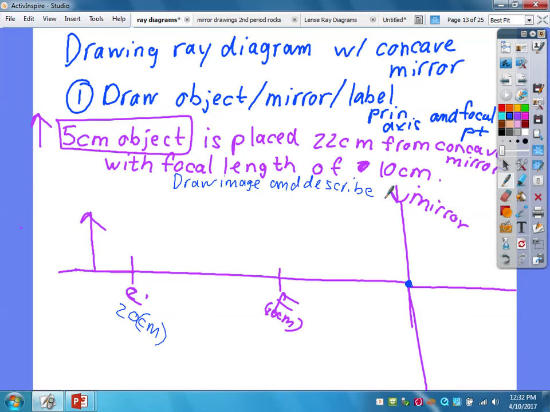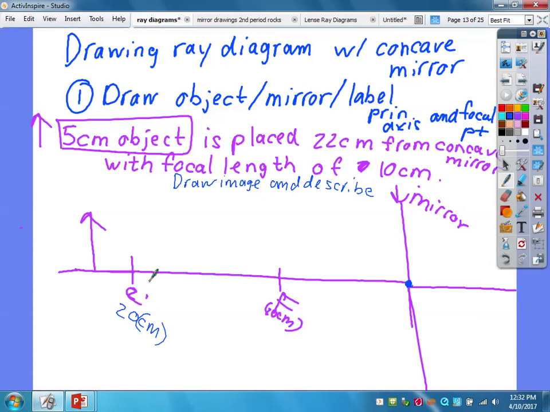You draw where your object is. You draw your mirror. You label your principal axis and your focal point. So you draw out your x and y axis. You measure a certain distance to the focal point, then you double it, and you go to the principal axis. Usually on a piece of paper, I measure 4 centimeters and then 8 centimeters. I don't know why I picked those two numbers. A lot of people do 5 and 10. All right? And it doesn't matter what the measurements are, that scales it for you because you know it's going to be related to that.